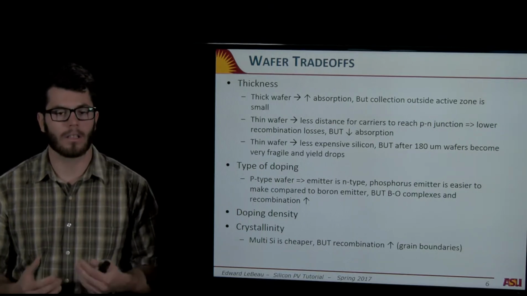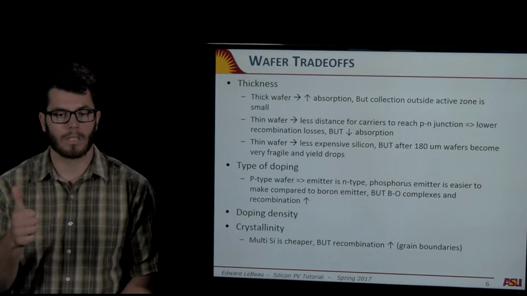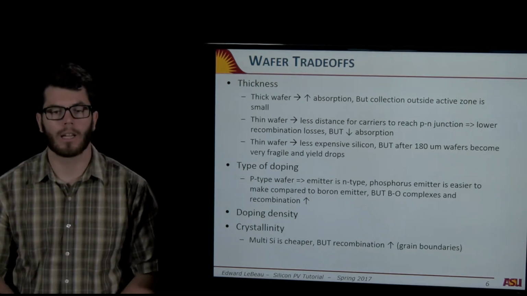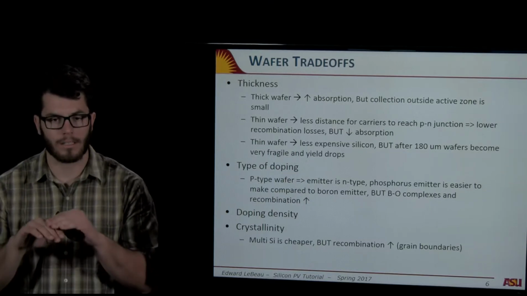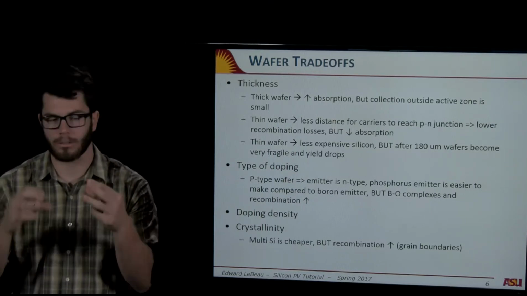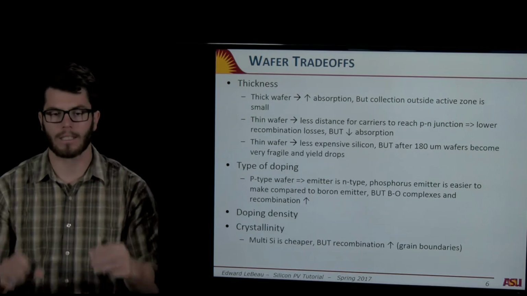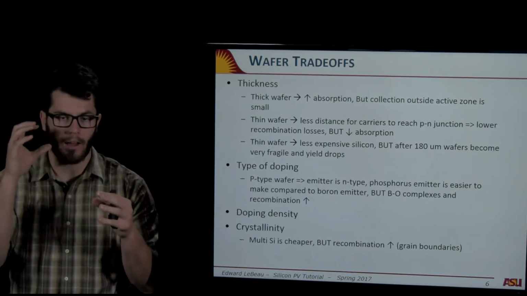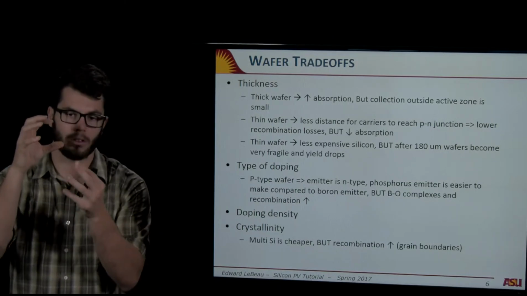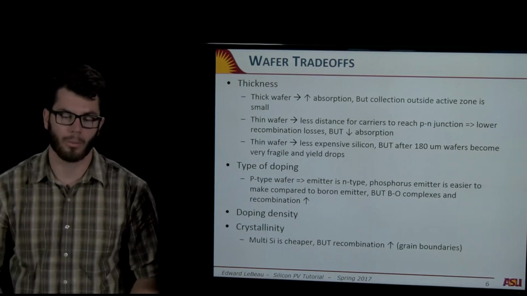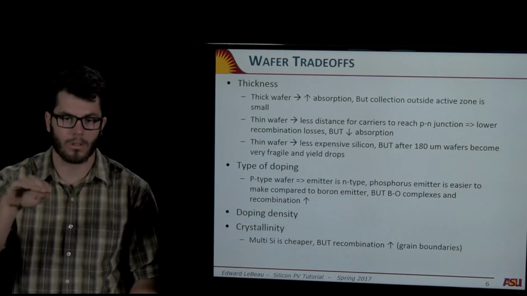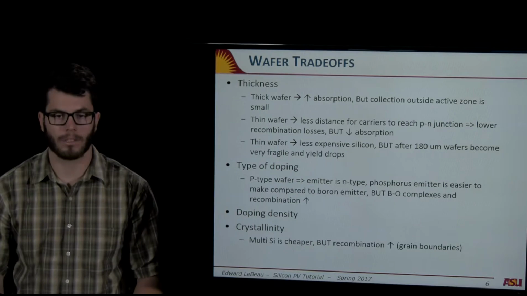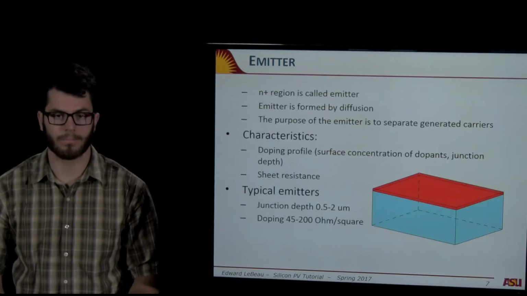And then lastly, the crystallinity. Remember, we have multi and mono. Multicrystalline is cheaper, but its recombination is much higher because it doesn't have a consistent crystalline structure. Multicrystalline has all these crystalline structures interacting. It provides a lot of recombination where I have one crystalline structure and then another crystalline structure, and there's a lot of recombination at the boundary. Whereas with monocrystalline, it's a consistent structure across the whole thing. There's no grain boundaries, or at least a lot fewer grain boundaries. But then it's more expensive.